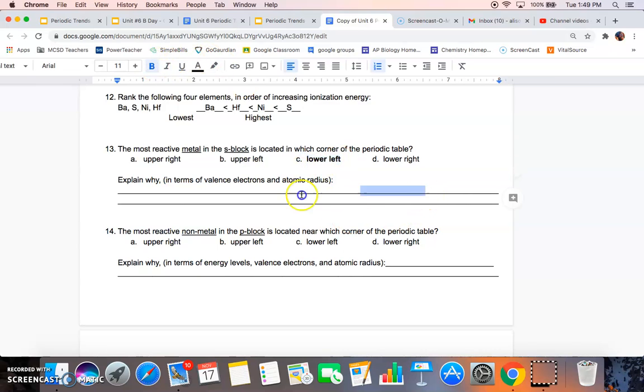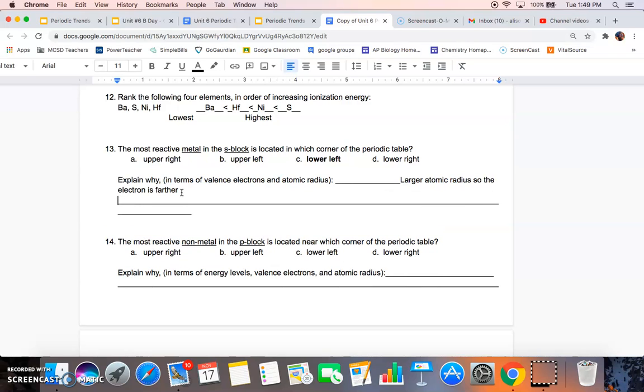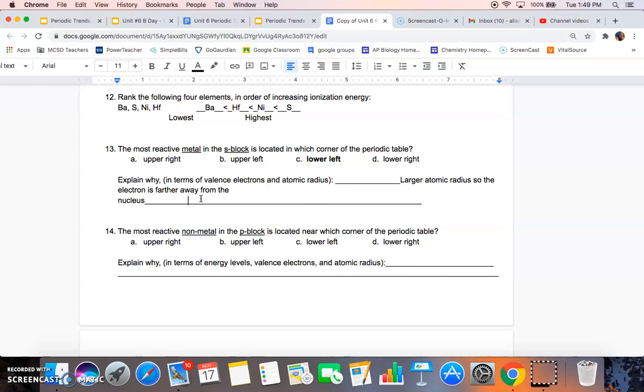There we go. And then explain why in terms of valence electrons and atomic radius. So it gets more reactive going down because I'm adding energy levels, right? So I have a larger atomic radius, so it's farther away from the nucleus. Right, and the farther away it is from the nucleus, the easier it's going to be to remove it. And that's something we just know about ionization energy.